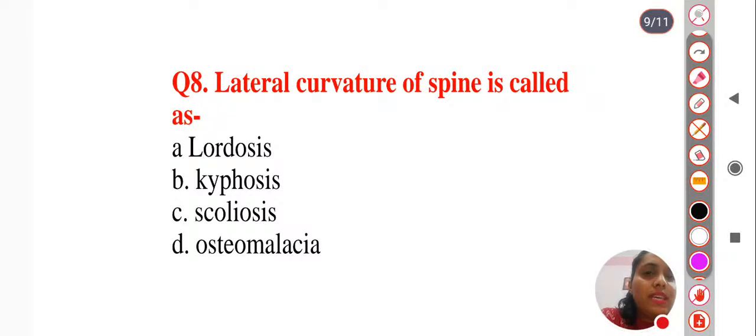Barsha Thakur C. Answer fast. Rest all the students, please answer. Barsha and Karnika have answered C. So, children, you must know C is the correct answer, scoliosis. Here they have asked about lateral curvature.